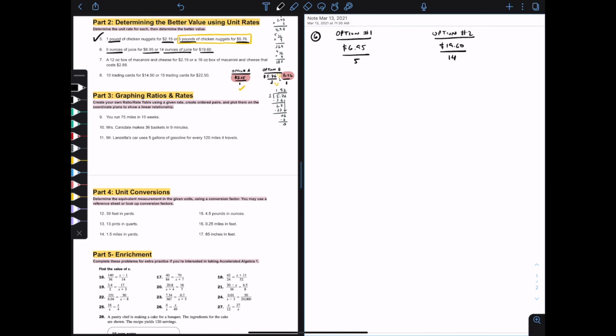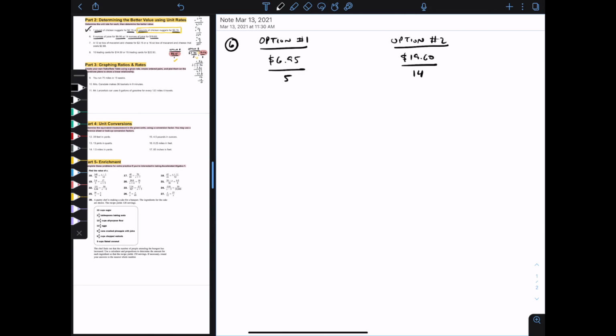So I guess making this a little bit easier to see for myself, I'll put this as over 1, put this over 1 to get the unit rate. This one we'll have to divide by 5 and divide by 5. And we know this one we'll have to divide by 14 and divide this one by 14. Okay, so really the only work we have to do for option 1 is we're going to take this $6.95, we'll divide that by 5.